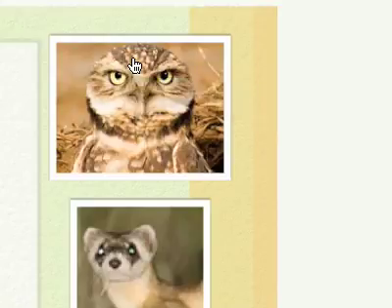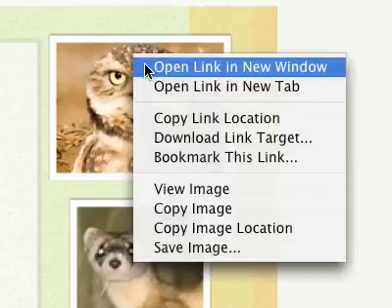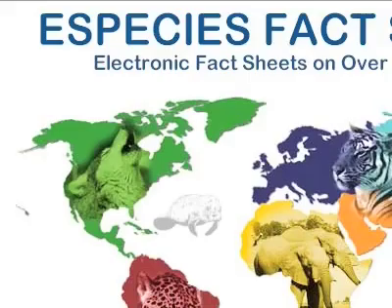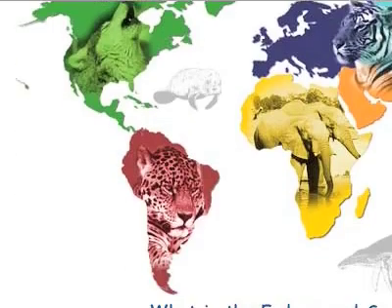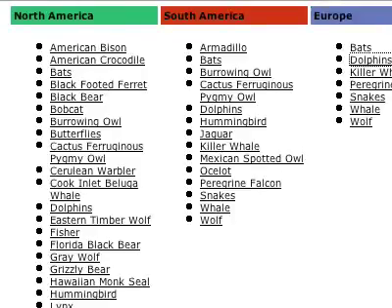So what I want to do is hold down the control button. I'm going to click on a picture. So hold down the control button on the lower left hand side of your keyboard, click on the picture, and then open it up in a new window. The website opens, and if I scroll down, you will notice that there are many animals down here that are in the endangered species list.